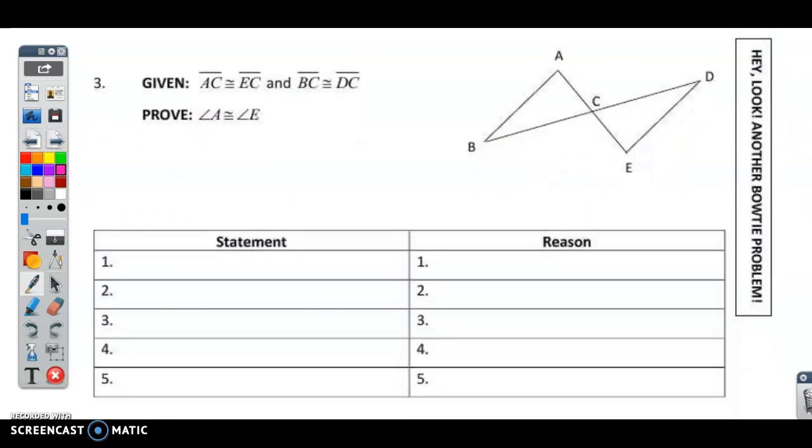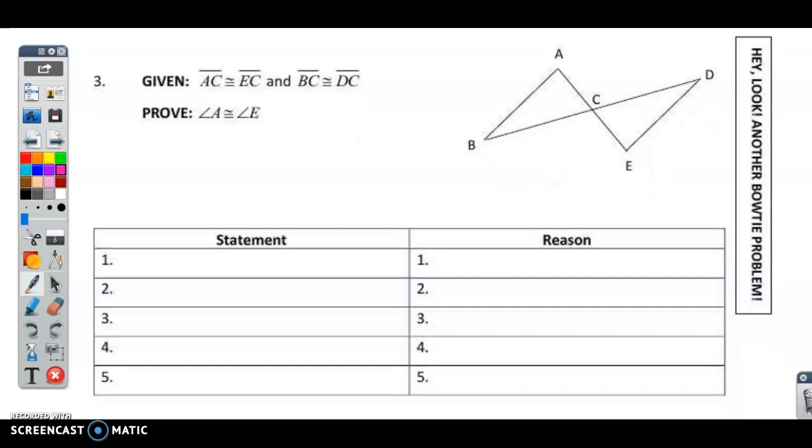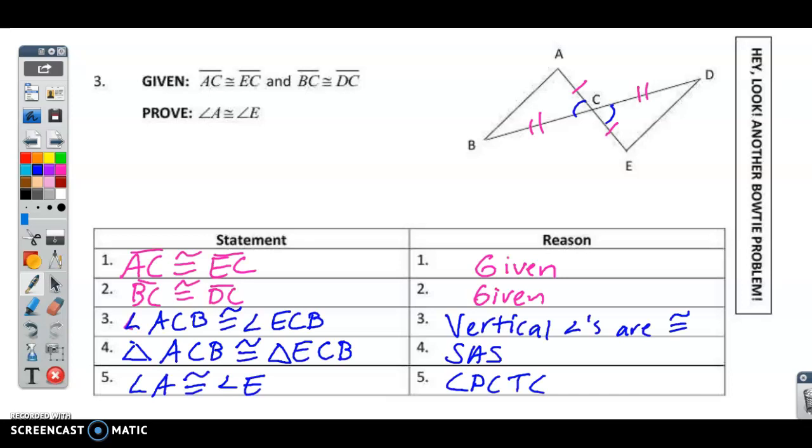All right, look, we've got another bow tie problem. See if you can figure it out and come back to me. Press pause. All right, here's your proof. The first two statements are given. The third one is vertical angles, just like the last problem. So then we know the two triangles are congruent by side angle side. And then we can say all their corresponding parts are congruent.